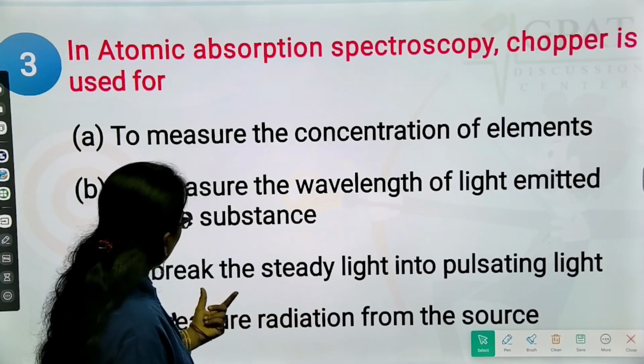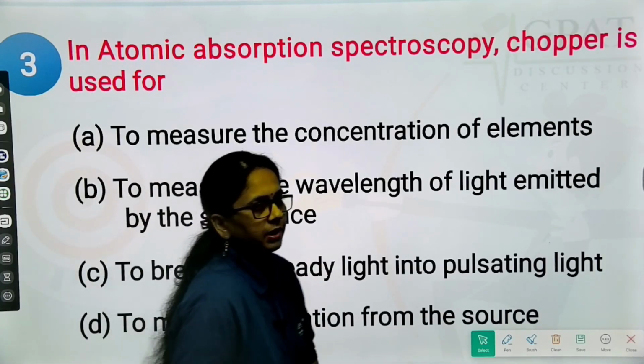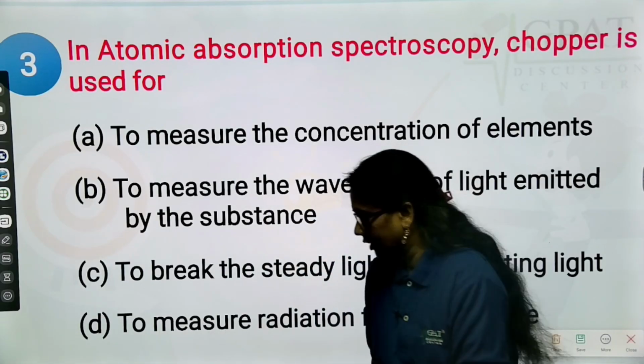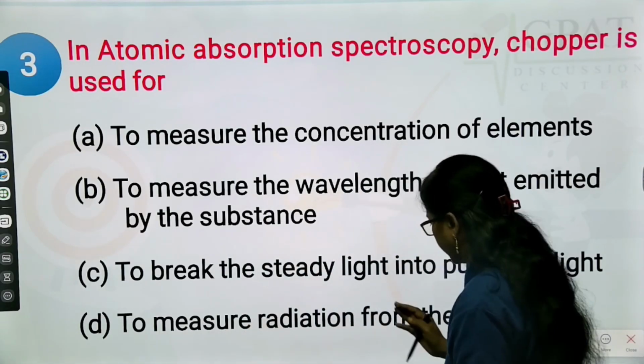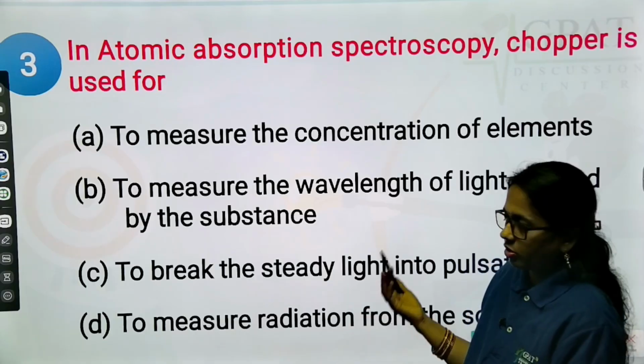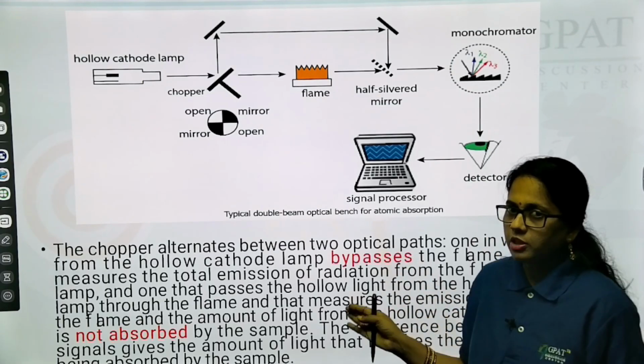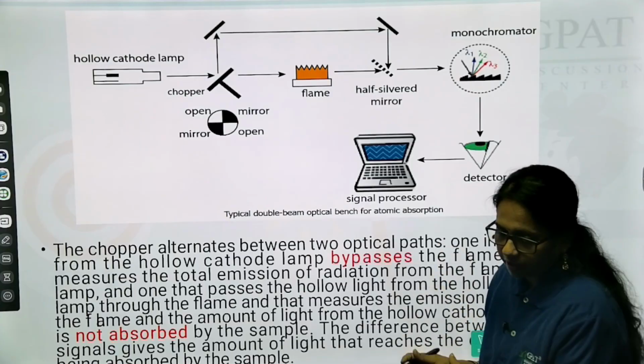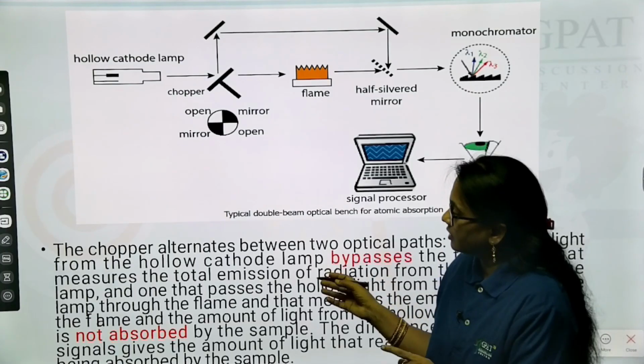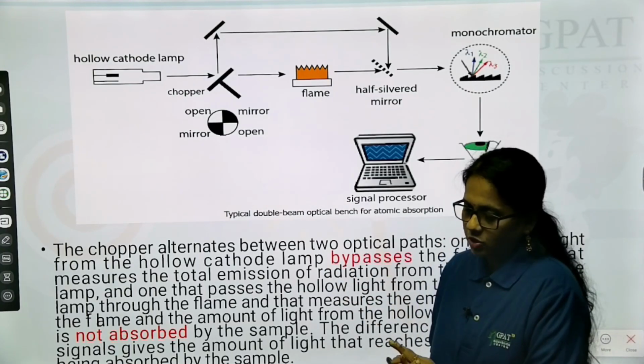And the third option, to break the steady light into pulsating light. Yes, this is going to be the right answer. Fourth one, to measure the radiation from the source. No, that is not the purpose. So obviously the right option is to break the steady light into the pulsating effect. Before answering that, let us see what is the purpose of this chopper.